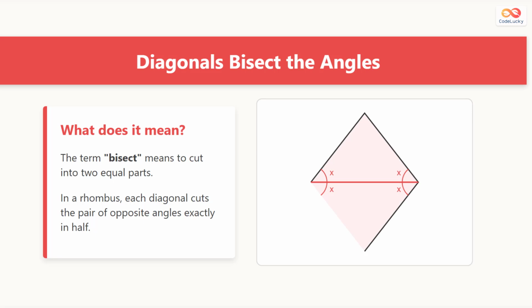Here is the important property we want to focus on today. The diagonals of a rhombus bisect the vertex angles. To bisect means to cut exactly in half. This means the diagonal line splits the angle at the corner into two equal smaller angles.